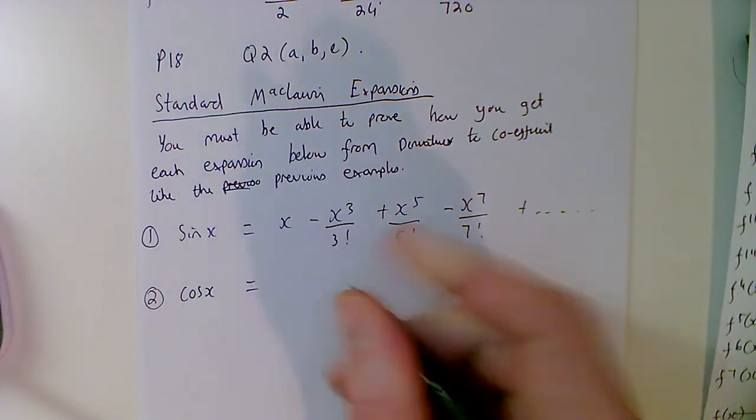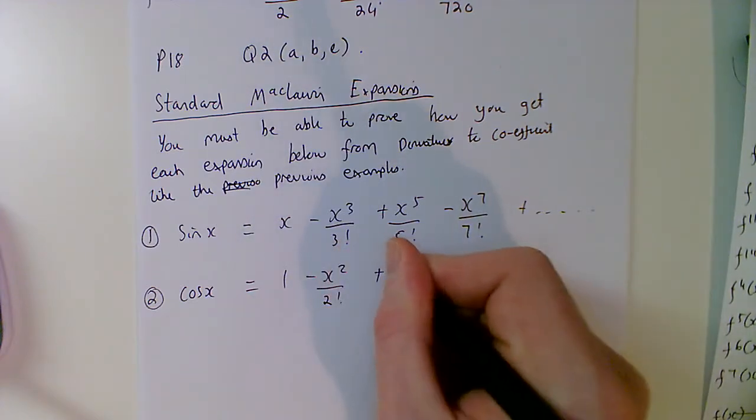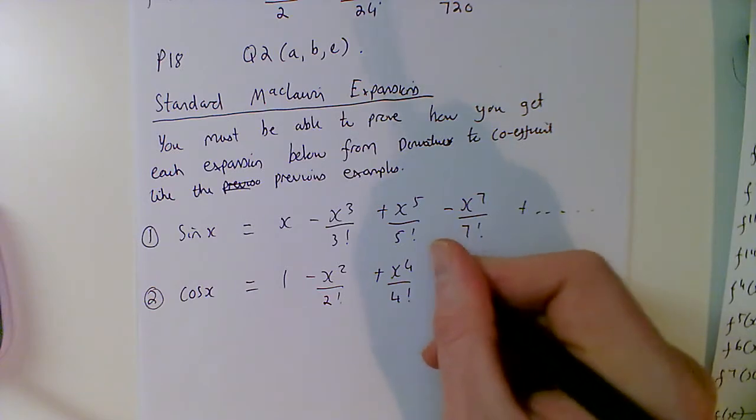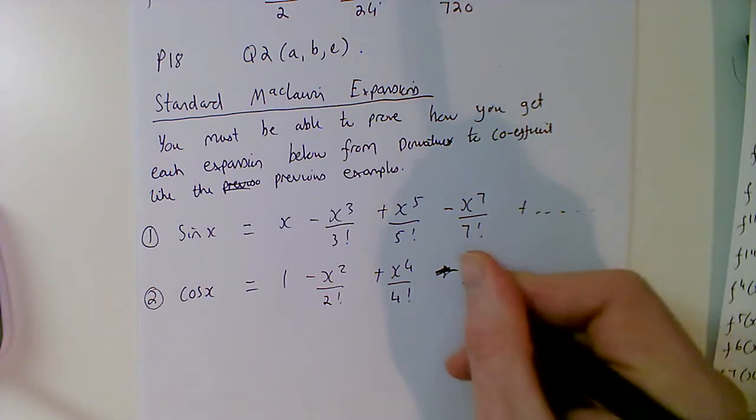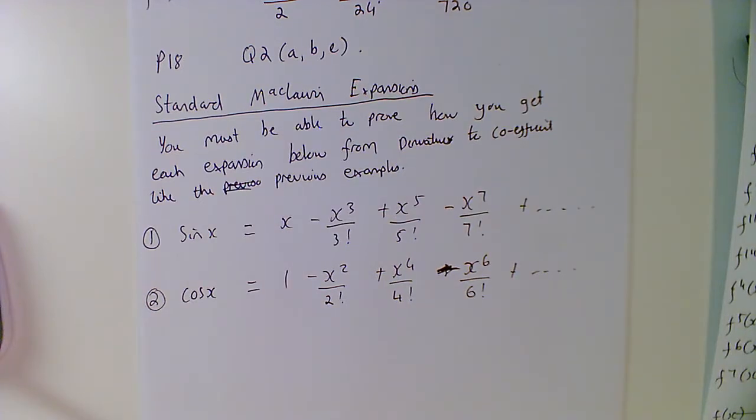Cos x, the one we just did, which is 1, take away x squared over 2 factorial, plus x to the power of 4 over 4 factorial, take away x to the power of 6 over 6 factorial, plus a whole lot of other terms. Okay, now you see that the signs alternate.